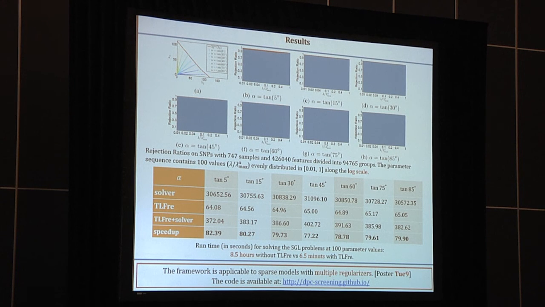Experiments show that our method is able to identify almost all of the zero components in the solutions. The data has about 0.4 million features that are divided into about 100,000 groups. Without screening, the solver needs about 8.5 hours to solve the SGL problems at 100 parameter values. However, combined with TL-free, it only needs about 6.5 minutes.